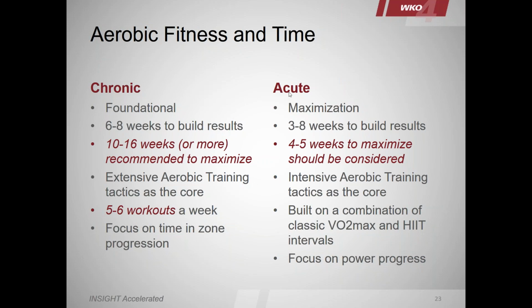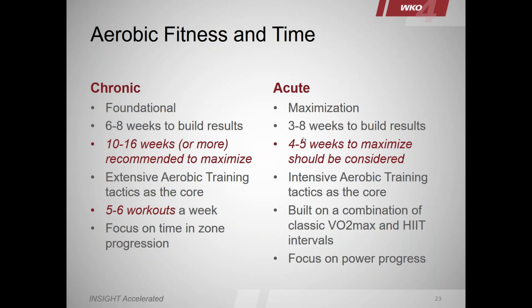When we move into the acute phase of aerobic building, this is a maximization strategy. And I'll say it a couple of times: the better your chronic phase, the deeper your aerobic fitness, the more acute work you'll be able to do, the more you'll raise the roof, the better you will perform. So this is a maximization strategy. It's 3 to 8 weeks to build results. This phase should not last longer than 8 weeks, and I'm not even a big fan of 8 weeks. I'm more of a 4 to 5 week fan.